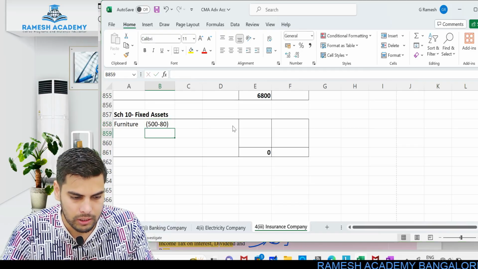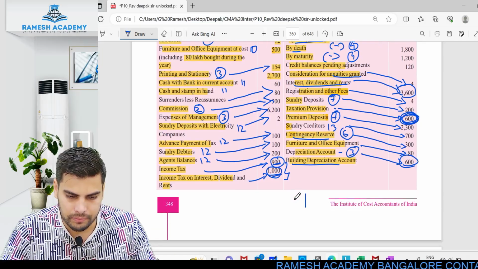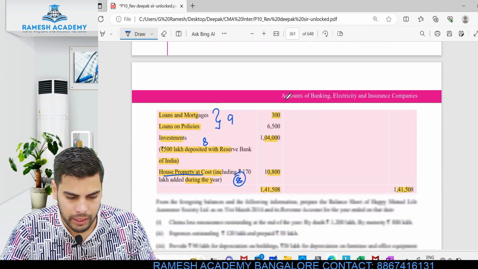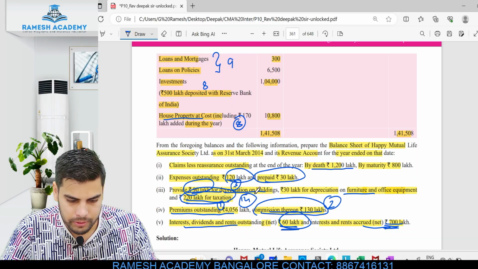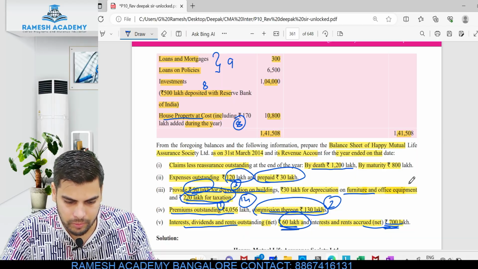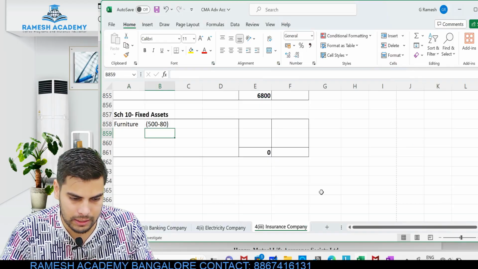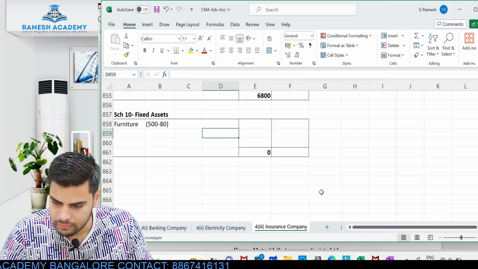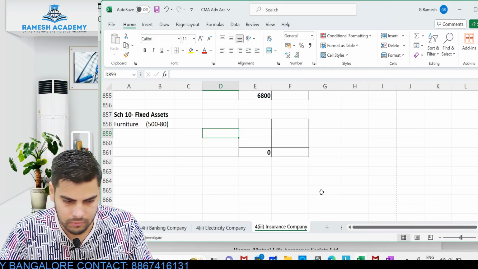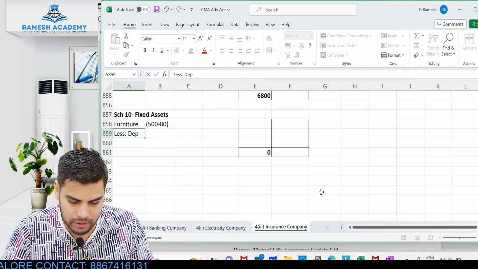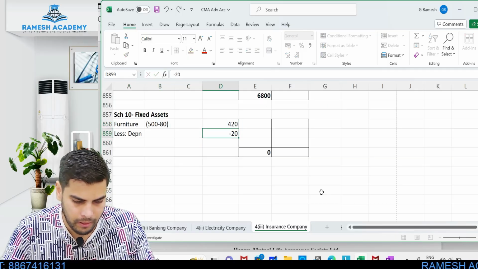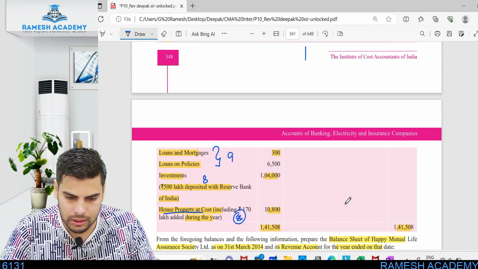And then what else do we have? Look at the other information relating to furniture. Including 80 lakh rupees during the year. And what about depreciation? Depreciation on furniture and office equipment to the extent of 30 lakh rupees. So I just need to charge depreciation of 30 lakh rupees. Less depreciation, this would be 30. Do we have any other information relating to furniture? Just cross check once.